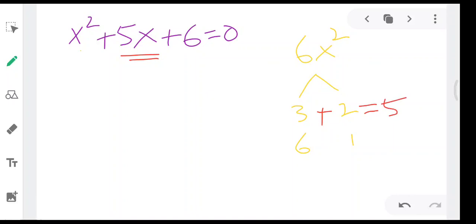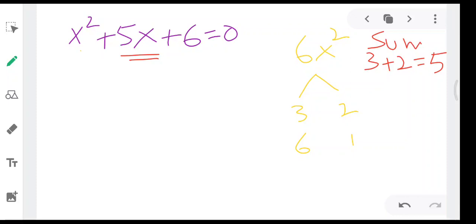And if I multiply 3 and 2, I get 6, isn't it? So if I add 3 plus 2, I am getting 5. 3x plus 2x is 5x. The sum is 5, that is the middle term. And if you multiply this, the product is 6. So you are getting 6 when you multiply, and you are getting the middle term when you add. These 2 things you must remember.